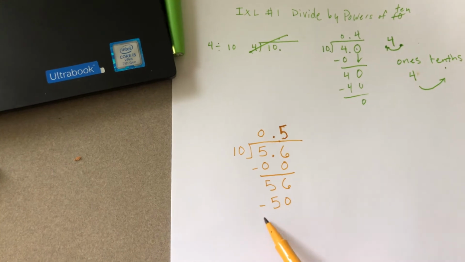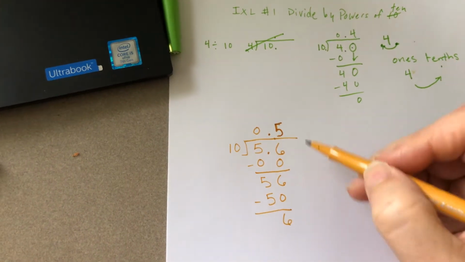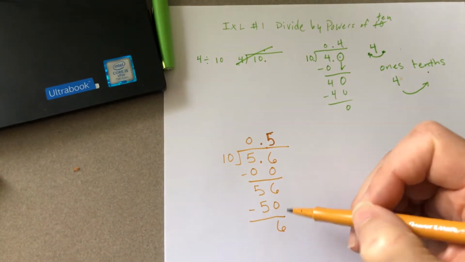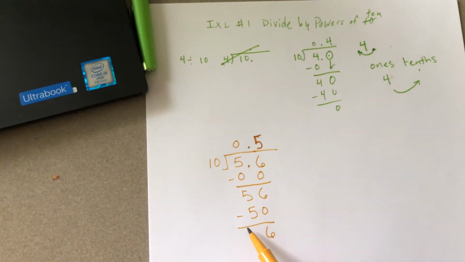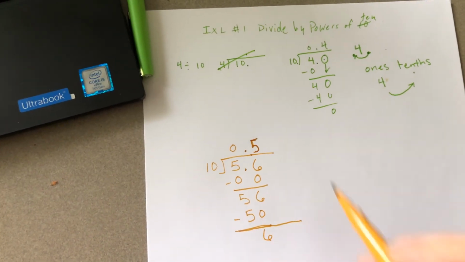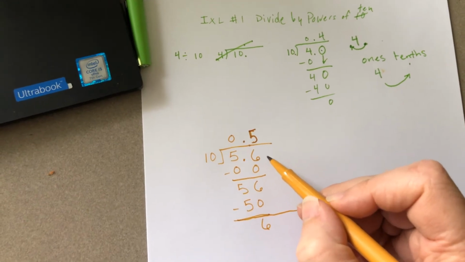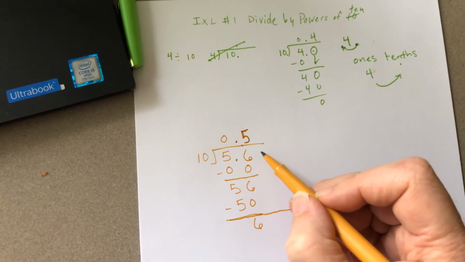Then we subtract. We have 6 left over. Now, I don't have another number here, and I do have a remainder. So we can keep going. All you have to do is assume there's always a 0 in a place value.